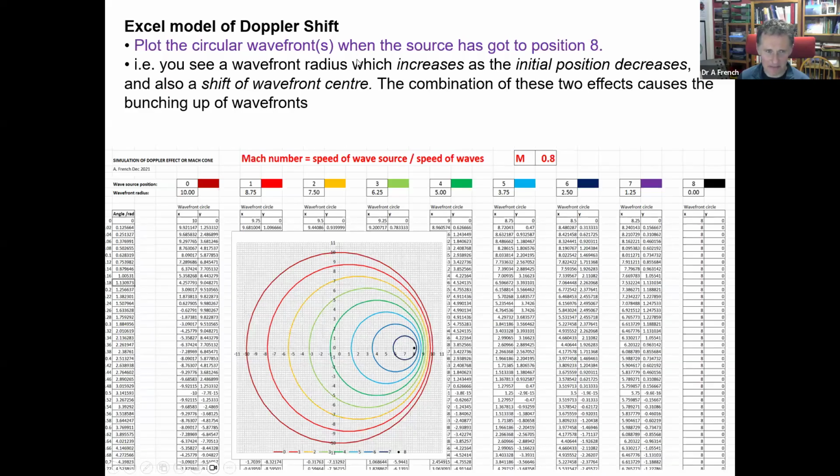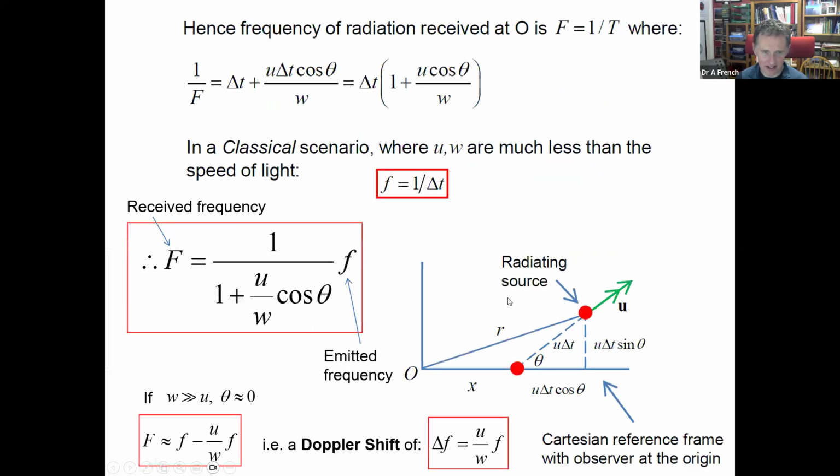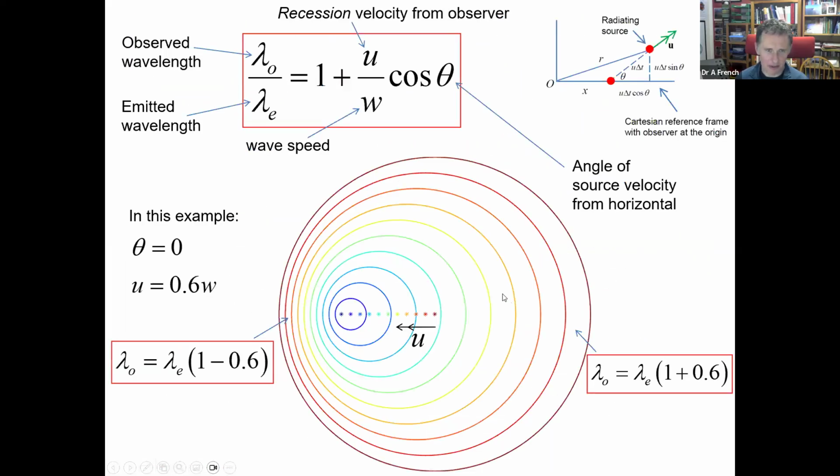So there we go. A wavefront radius increases as the initial position decreases, and also there's a shift of the wavefront center. So you can do this in Excel, or you can do it in coding. I'll just skip over the maths for the moment, which is this one. So this is the kind of idea, really. This is what I did in MATLAB. And what I've got is that this is where the center of my circles are.